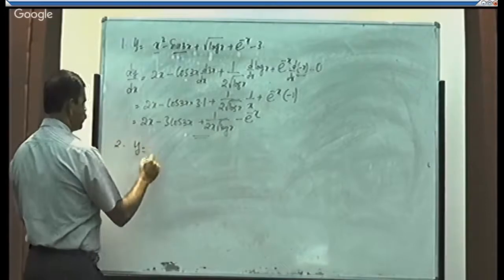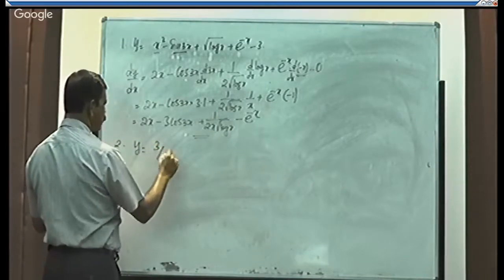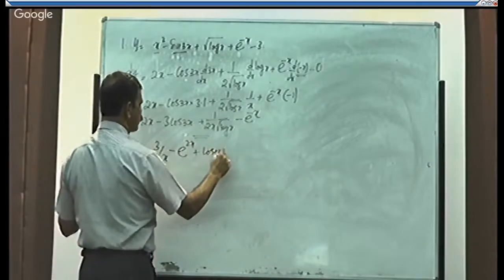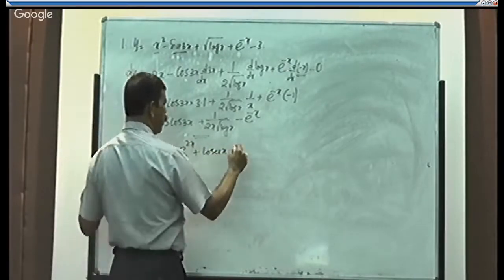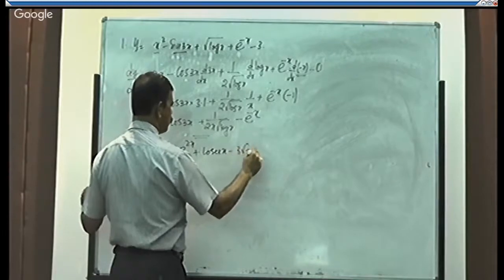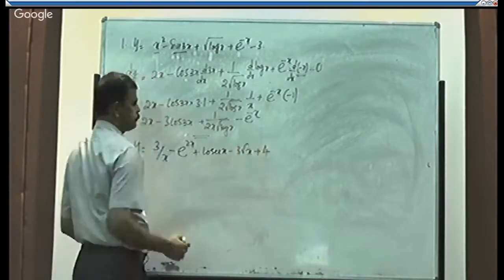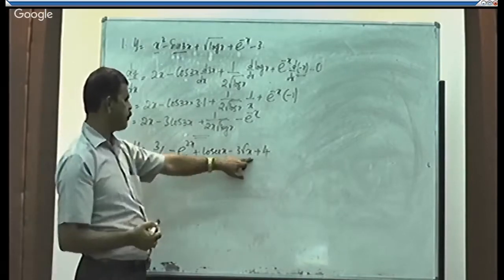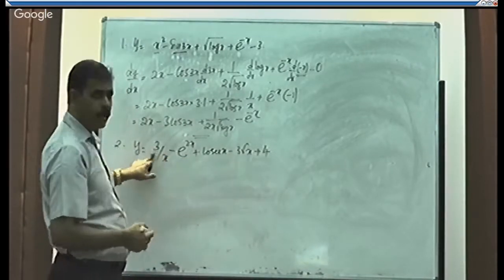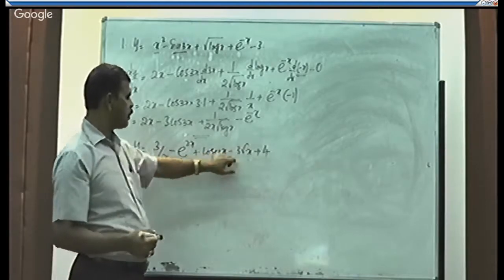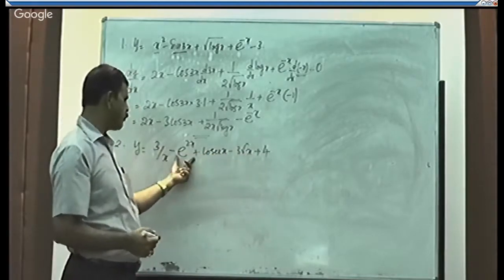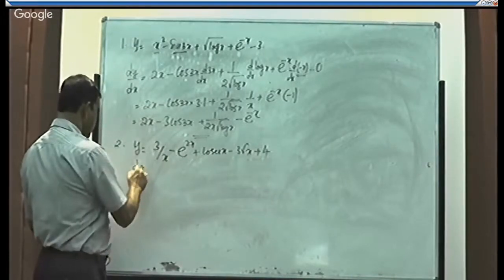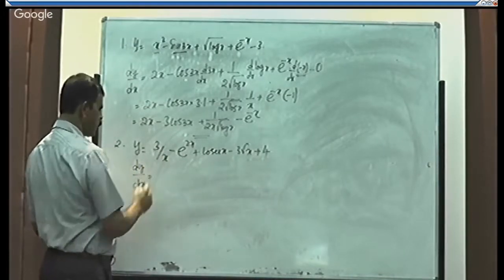Y is equal to 3 by x minus e to the power of 2x plus cosecant x minus 3 root x plus 4. So all the terms, see it is sum or difference of 5 terms. If you check individually, every term is an ordinary term except this one. It is of what? E power function. So while differentiating, use sum or difference rule.